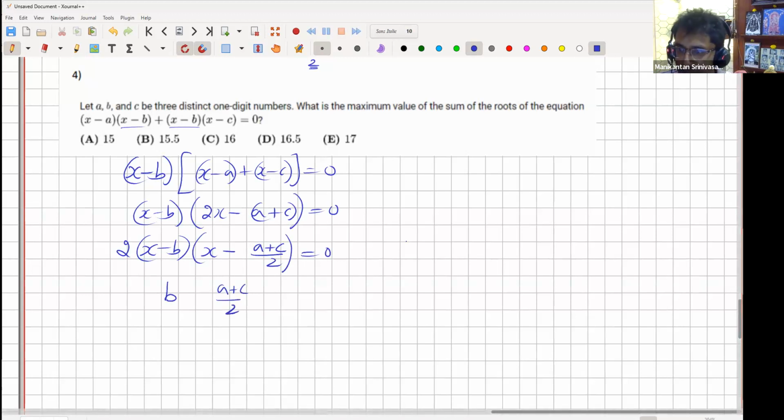So far, you guys are with me? All of you with me so far? Yes, sir. Okay, so now he's talking about maximum value for the sum of the roots.